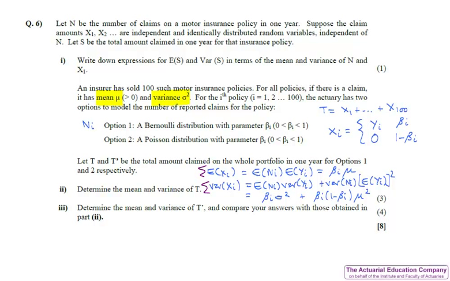For part 3 of the question, we need to determine the mean and variance of T dash, where the number of claims has a Poisson distribution with parameter beta i. Well, there are two ways of doing this. We could follow the same approach as before, but using the mean and variance of a Poisson instead of the mean and variance of a Bernoulli, and the result will drop out very quickly.